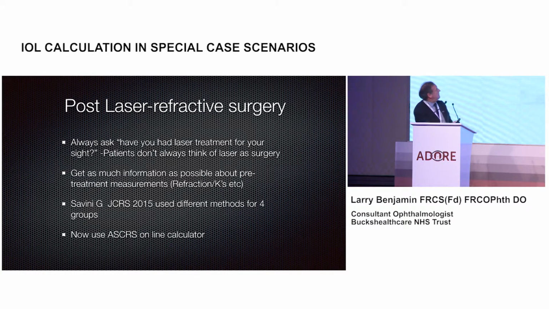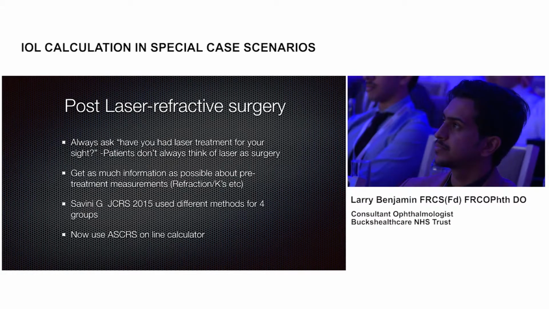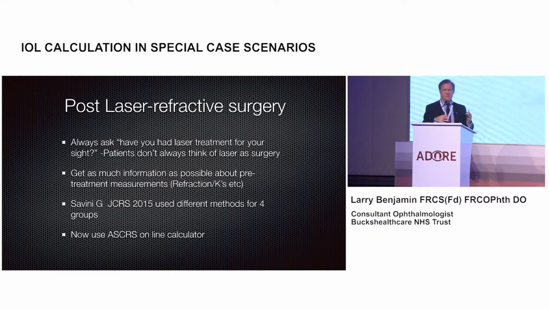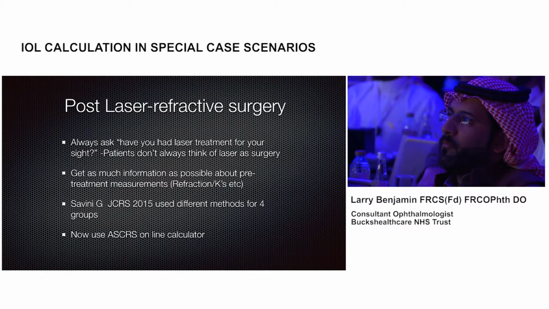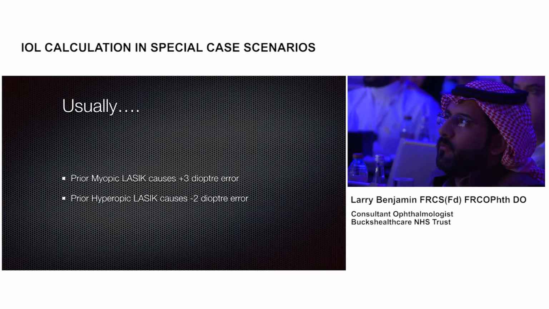It's good medicine. There are papers out there in the JRCRS in 2015. This chap, Savini, used 4 different methods for assessing different groups of patients with different amounts of information. And actually, by using the appropriate information, you can still get good outcomes. So it's worth reading that paper. But nowadays, it's much easier just to go online and use the ASCRS online calculator.